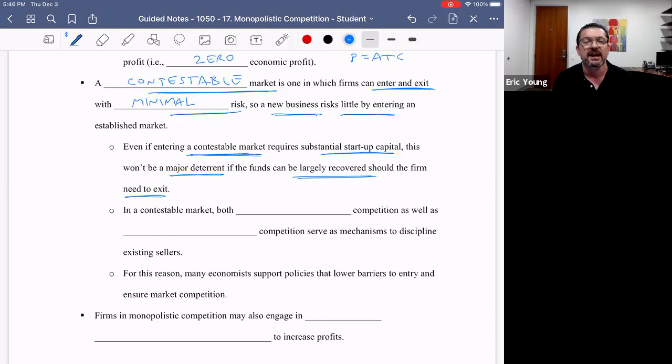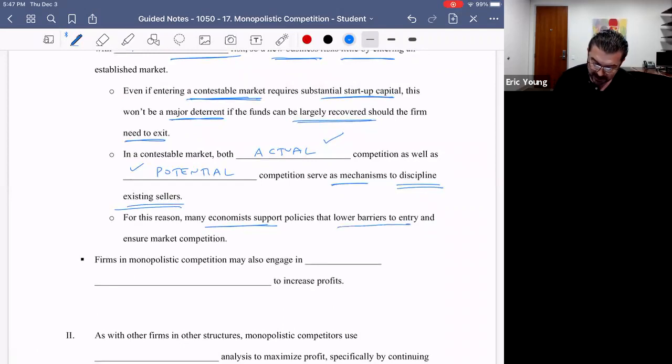Okay. So a contestable market, again, has a unique set of characteristics that really minimize the risk for entry. The big thing to take away is that in a contestable market, there's going to be a lot of actual competition, but there's also going to be a lot of potential competition. The idea that any rival firm could enter at any time really puts pressure on existing firms. And in effect, both the actual competition and the threat of potential competition are going to serve as mechanisms, as incentives that are going to instill a lot of discipline on existing sellers. You can imagine that for these reasons, a lot of economists are very supportive of policies that lower barriers to entry, that reduce the risk of entry, that make markets contestable, and that ultimately ensure market competition.